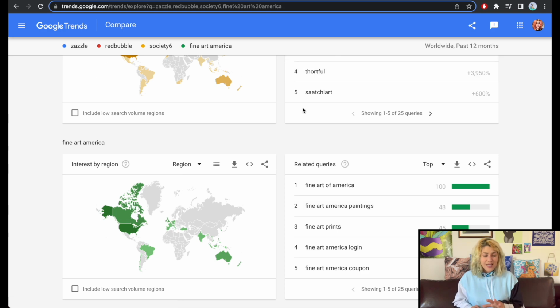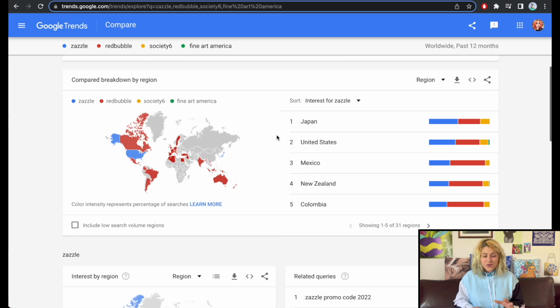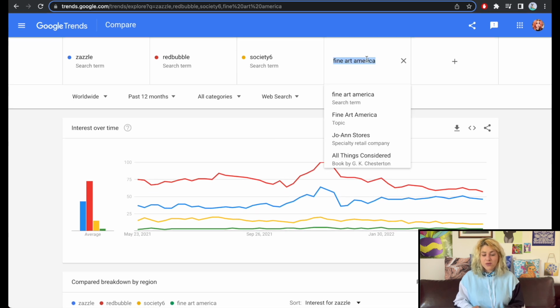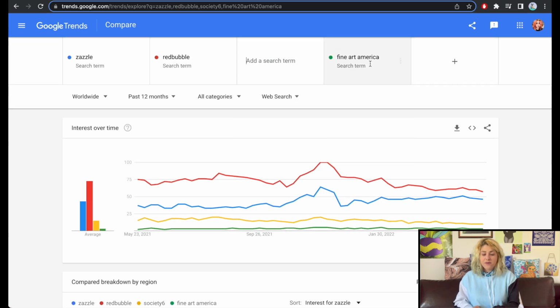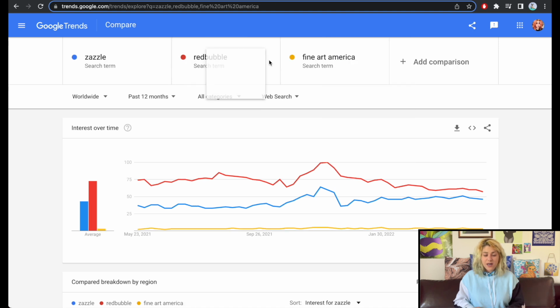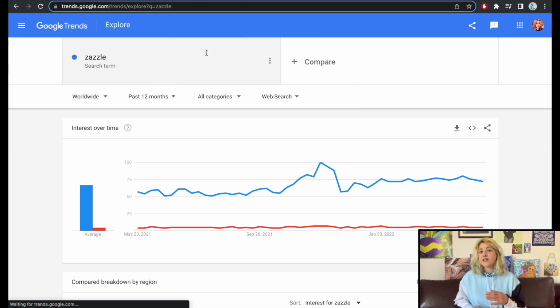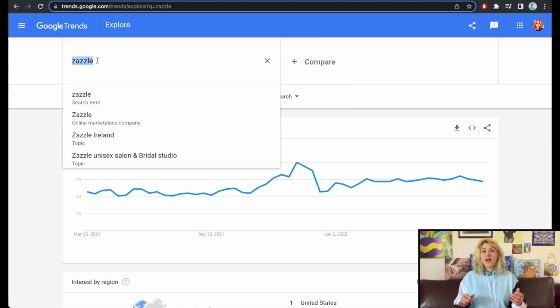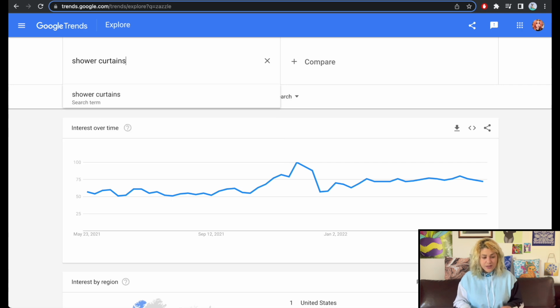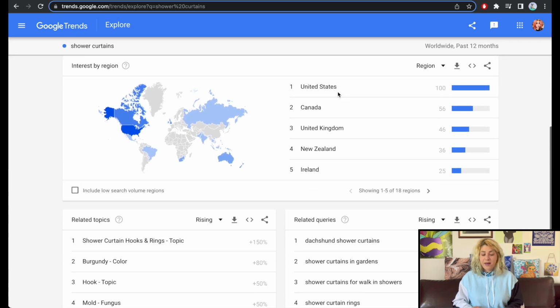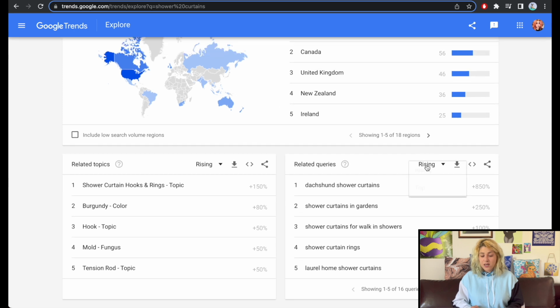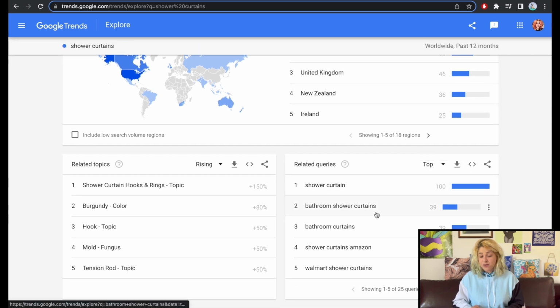Now, Google Trends is an enormous tool, and just before we go, because I have been talking about Google Trends for a while now, as long as we're here, I want to quickly show you another cool thing that you can do with Google Trends. For example, if you're looking into designing shower curtains, let's type in here shower curtains, and worldwide in the past 12 months, at the top is bathroom shower curtains.